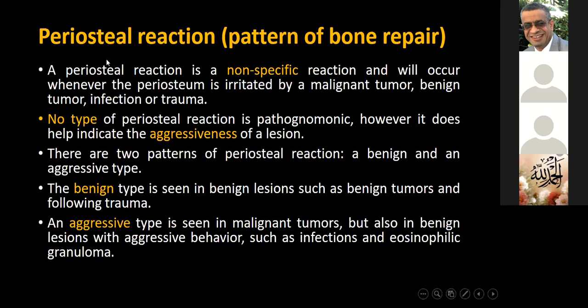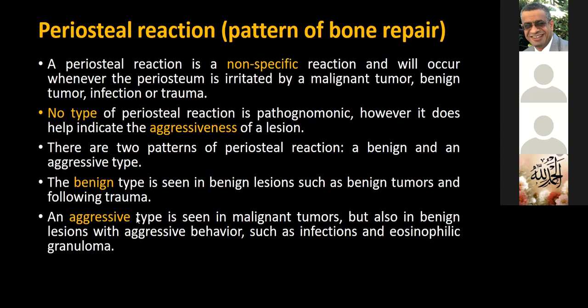Pattern of bone repair in the form of periosteal reaction. This reaction is non-specific because it occurs when there is irritation to the periosteum, either by malignant tumor, benign tumor, infection, or trauma. There is no type of periosteal reaction that is pathognomonic, but it indicates the aggressiveness of the lesion. We have a benign type, seen in benign tumors and trauma, and an aggressive type.